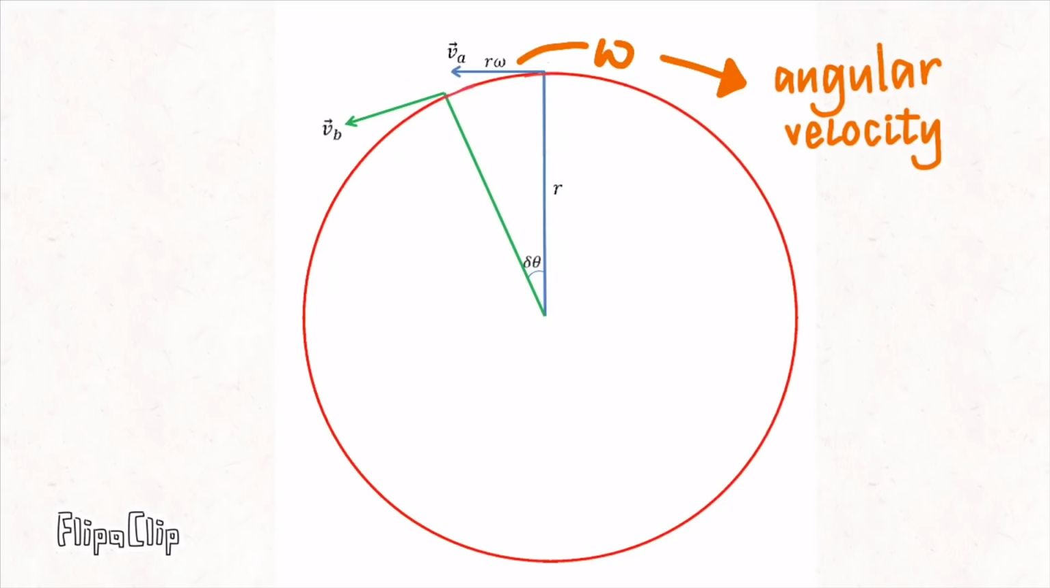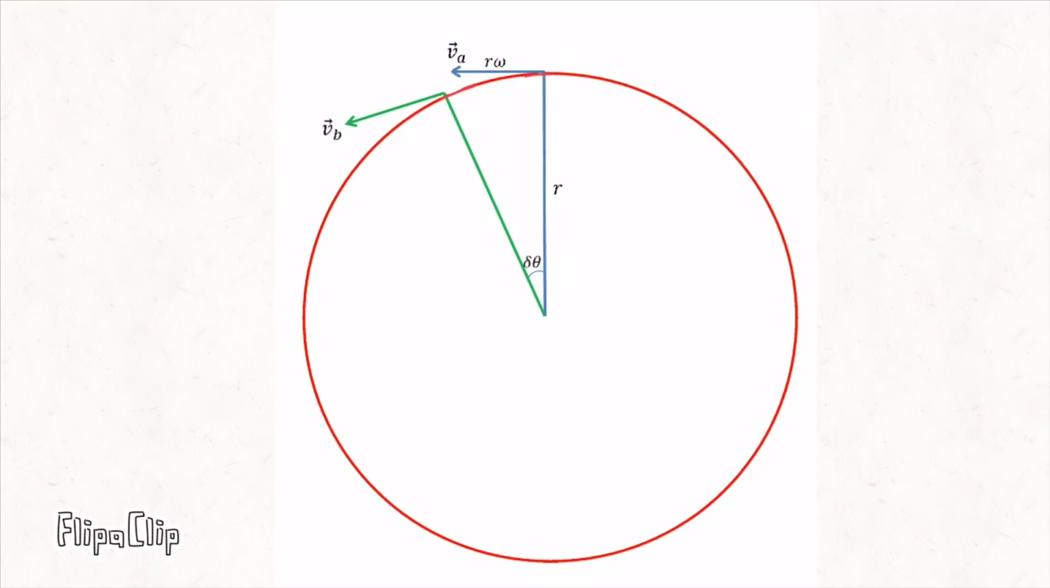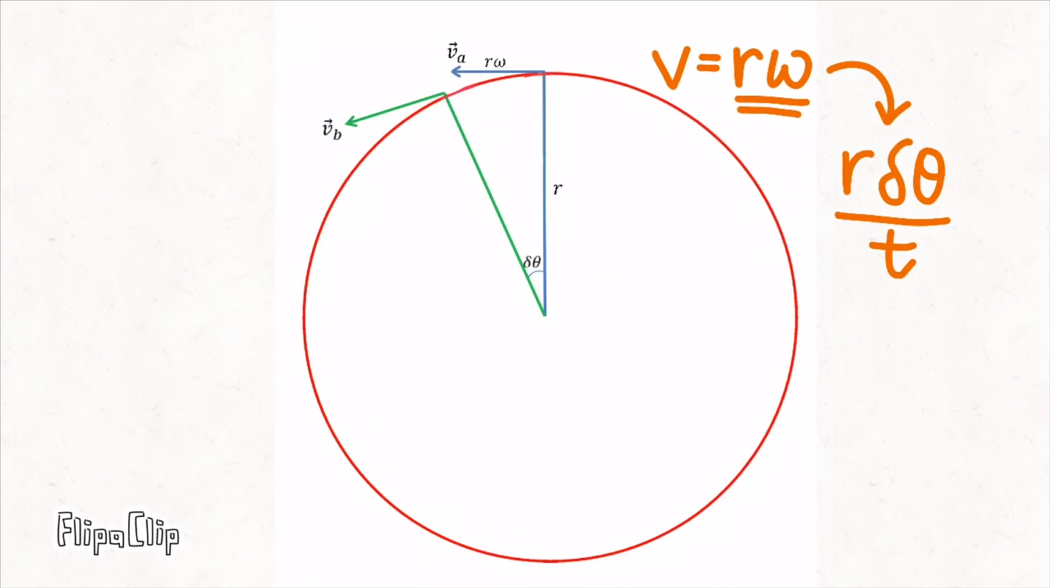VA and VB are equal to R omega. Omega is the angular velocity, delta theta over delta t. Linear velocity is equal to the radius times angular velocity, which can be rewritten as R delta theta over delta t, and you can think of R delta theta as the arc length.